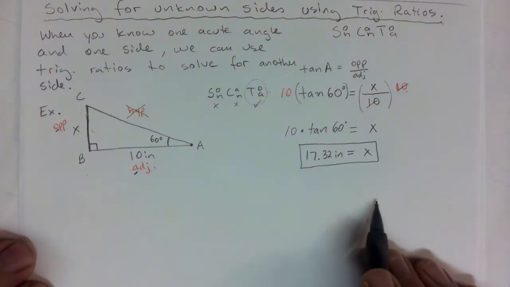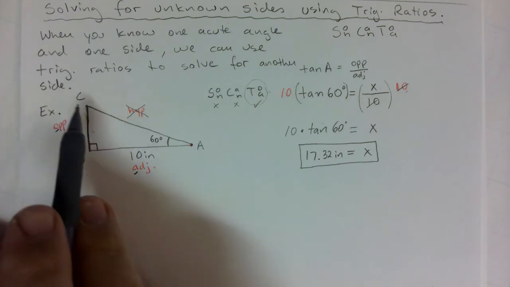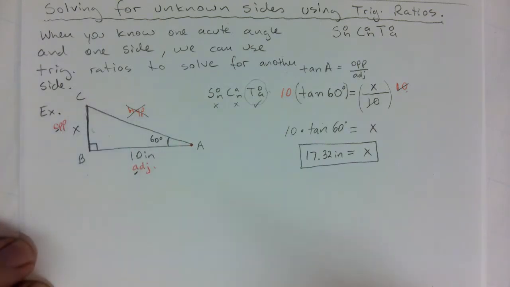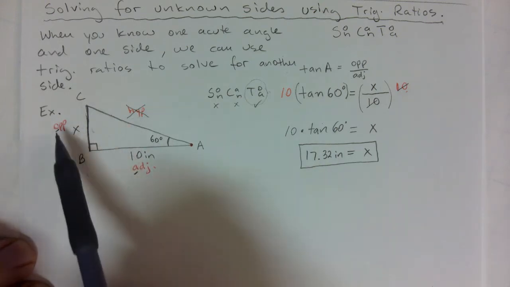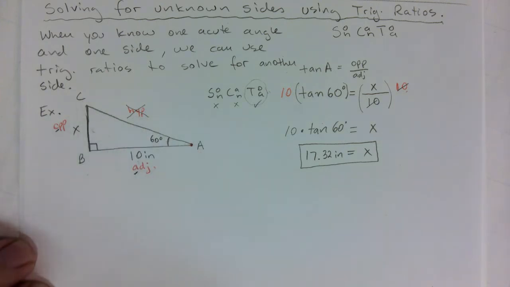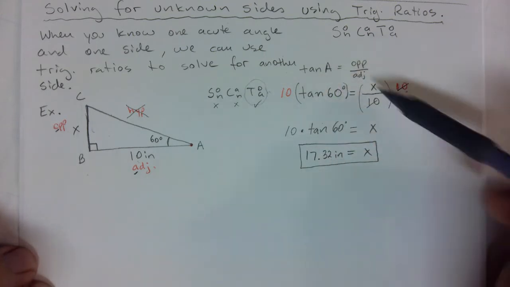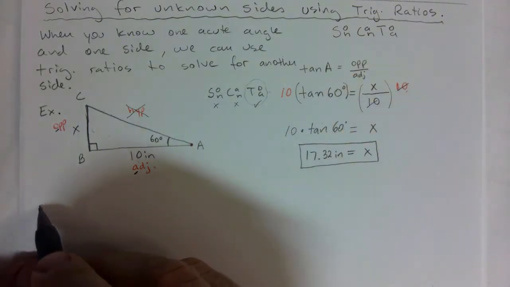So that was one example. Question: could we solve for the hypotenuse now using Pythagorean theorem? And the answer is yes, because now you technically have two sides known to you. We can use Pythagorean theorem to solve that, but I'm not going to do that now because we want to focus on just this skill right here. Okay. All right, so another example.